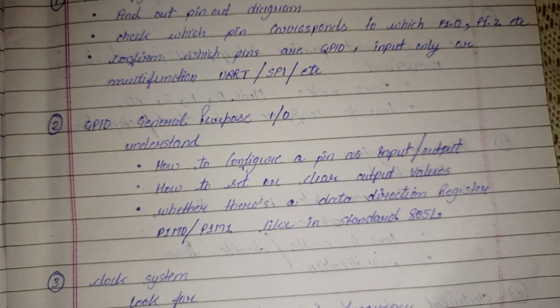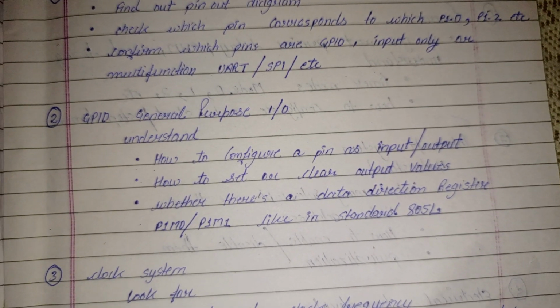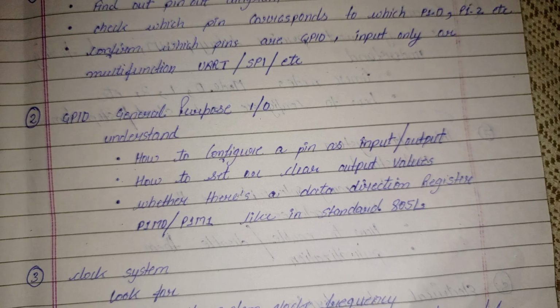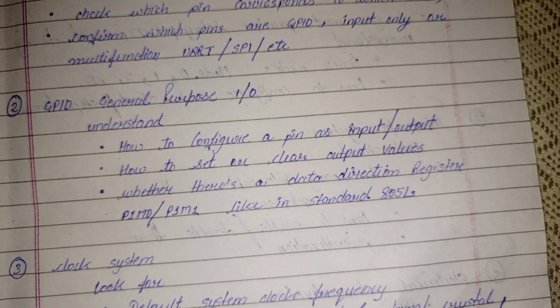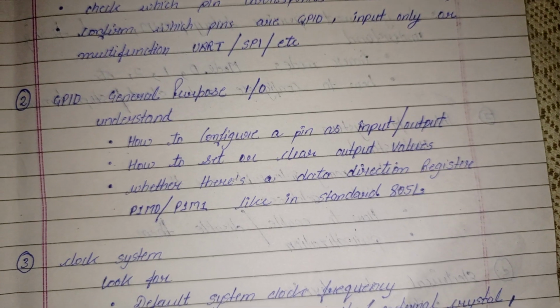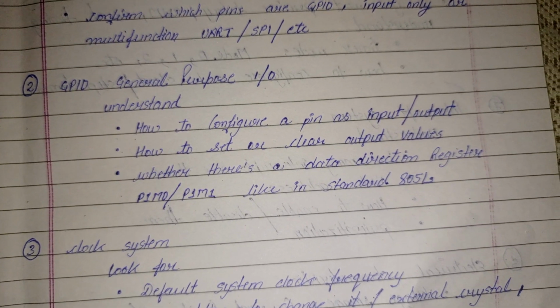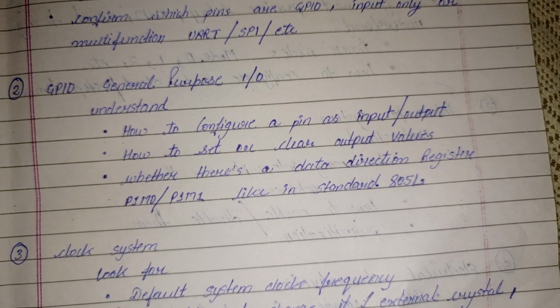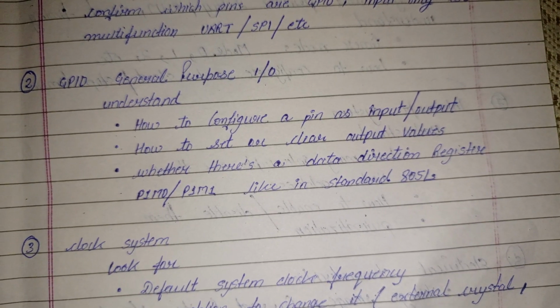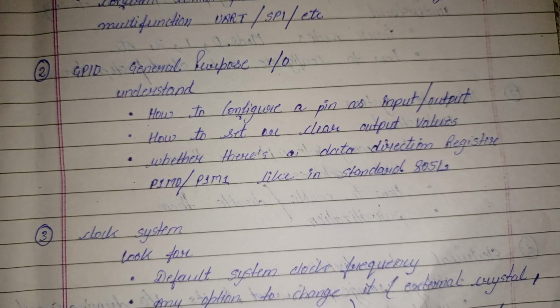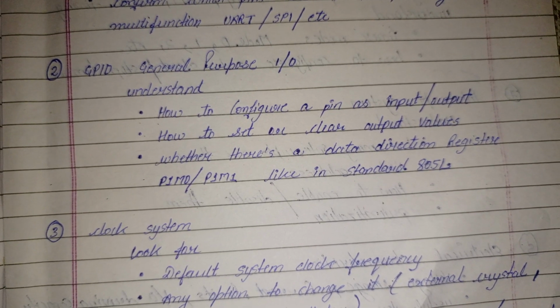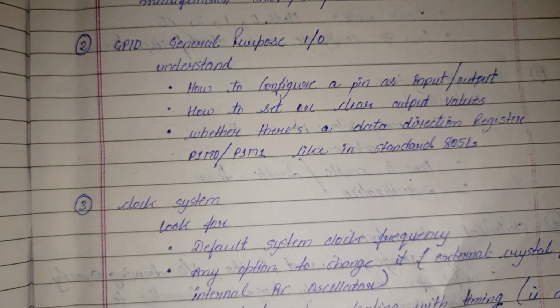This thing. Then the GPIO, general purpose input output pin. Understand how to configure a pin as an output or input, and how to set or clear output values. Whether there is a data direction register, like in the standard 8051 P1M1. DDRA is a data register type.